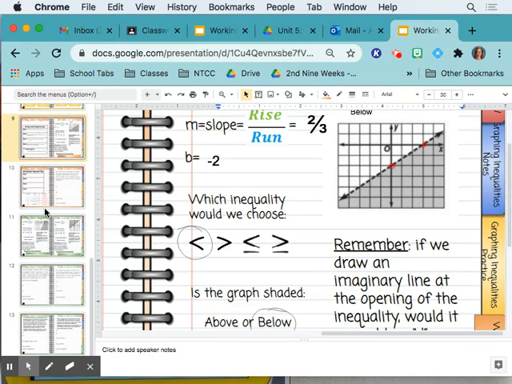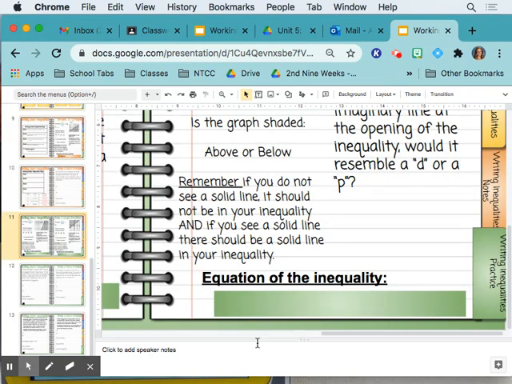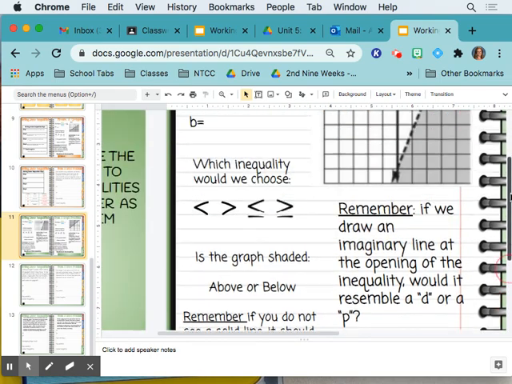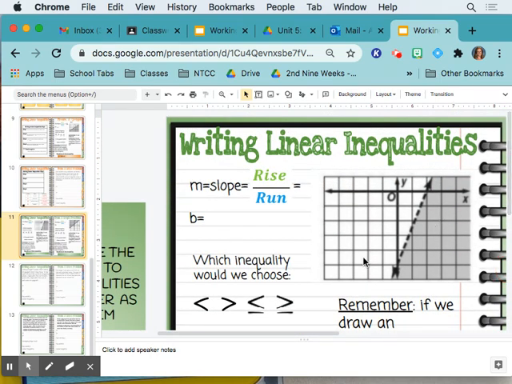All right, we're going to go to slide 11. So let's look. I want you to go through and answer the questions and write the inequality. So I'm going to pause it and let you do this on your own.